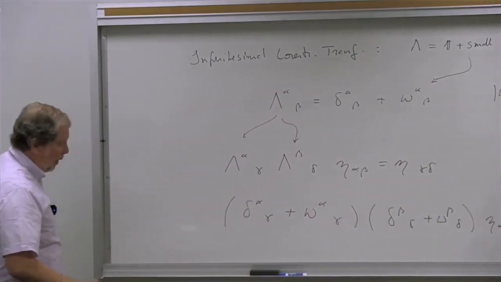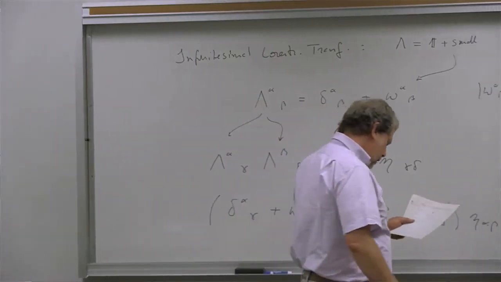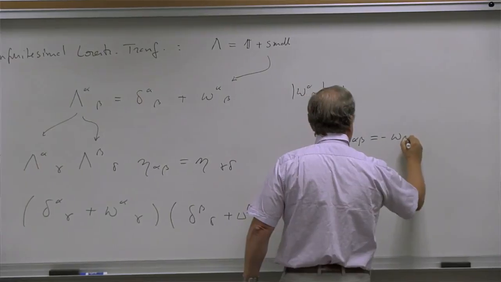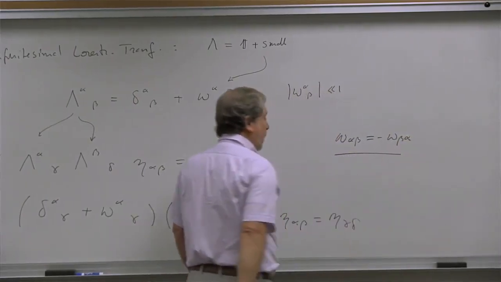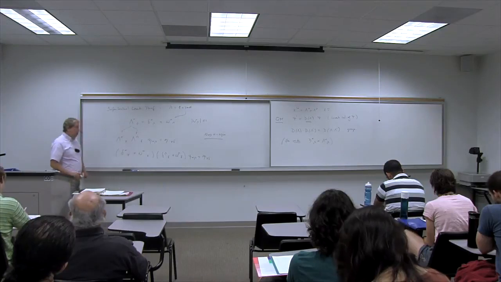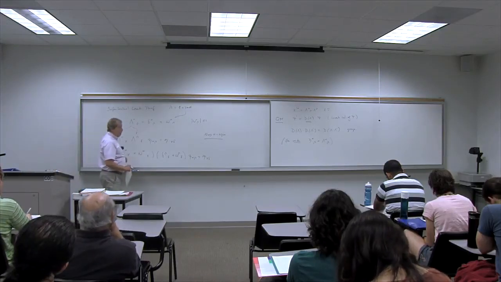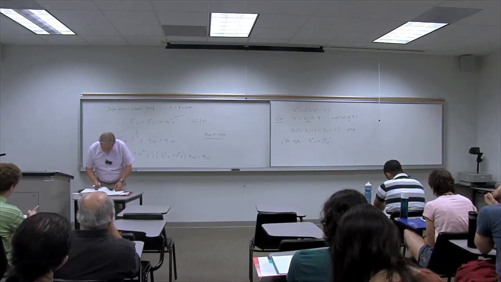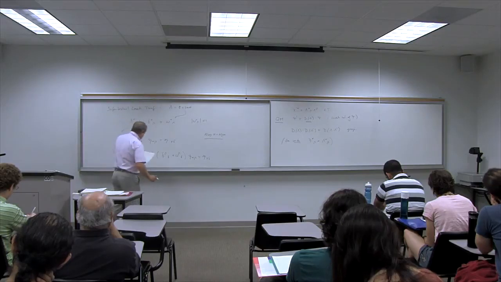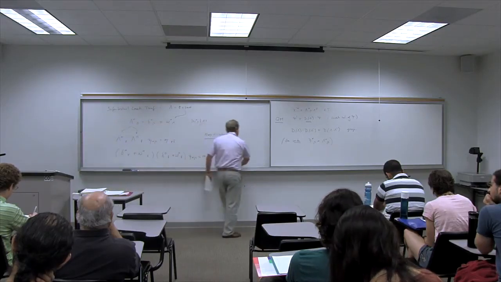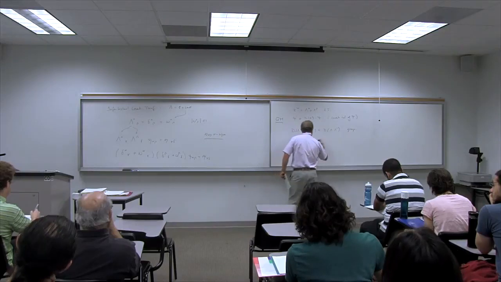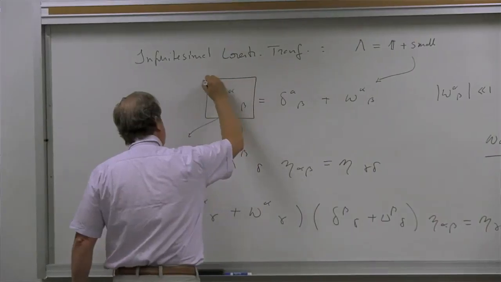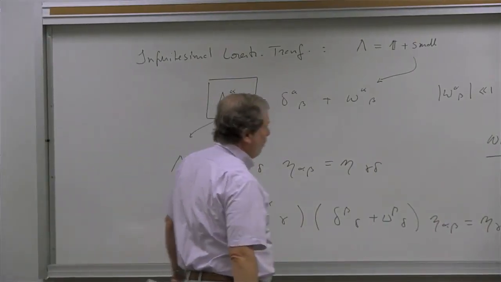Well, if you stare at it for a second, you can see that all this implies is that omega_αβ is equal to minus omega_βα. That's all that implies. So these infinitesimal deviations from unity have to satisfy this constraint, so the omega has to be an antisymmetric matrix. So that was for the lambda.